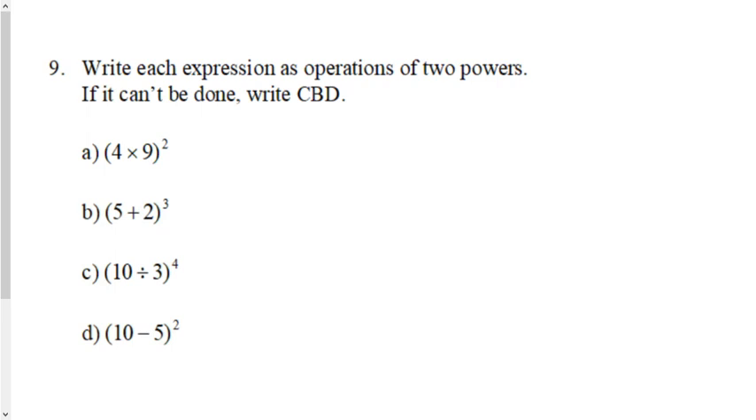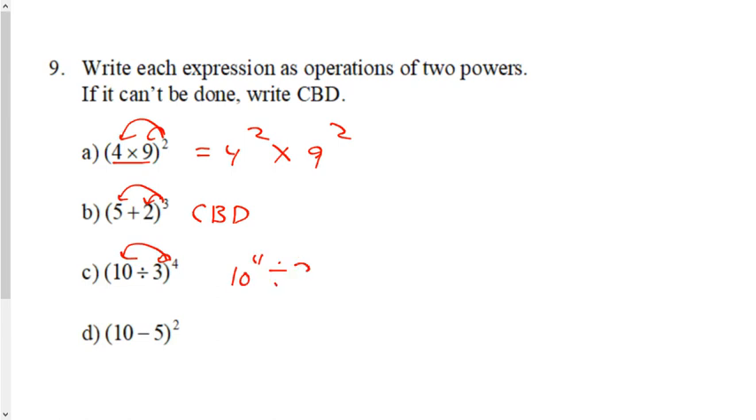Law 5 and Law 6, when you have the product of two numbers in brackets to an exponent, you can equally distribute those exponents to each, and you would get this. With addition, we explicitly said this law does not work, and therefore you can't do it. So you can't simplify that using this. Division you can, meaning you can get 10 to the fourth divided by 3 to the fourth. And this one, because of subtraction, you can't, so you just can't do it.